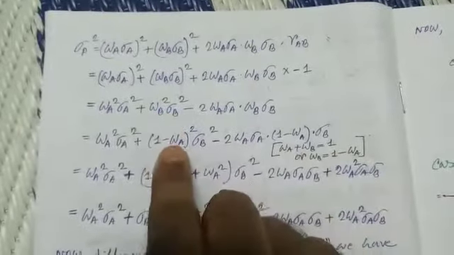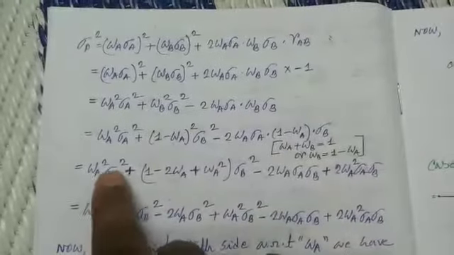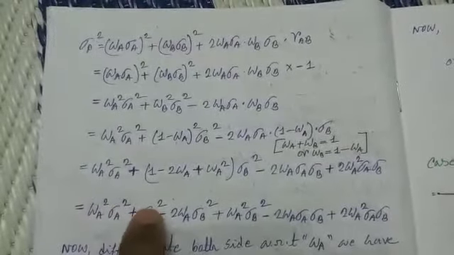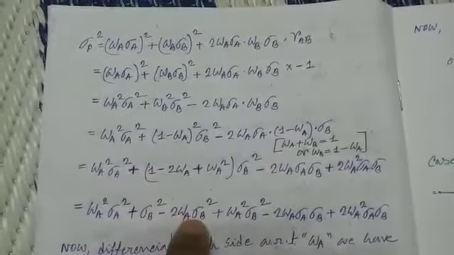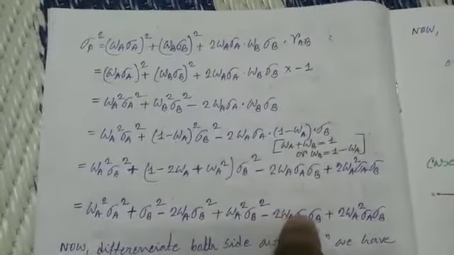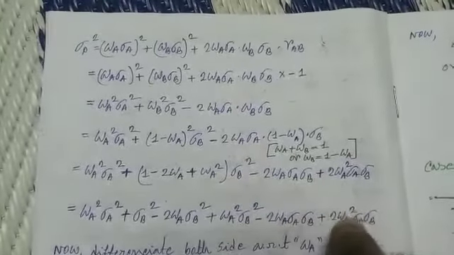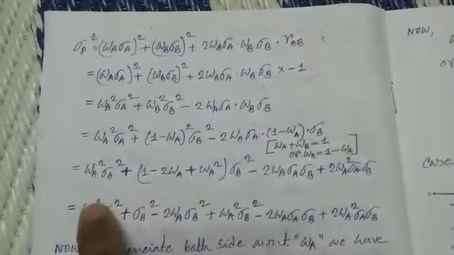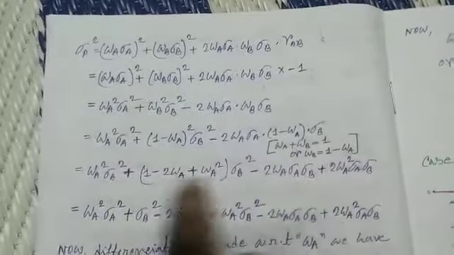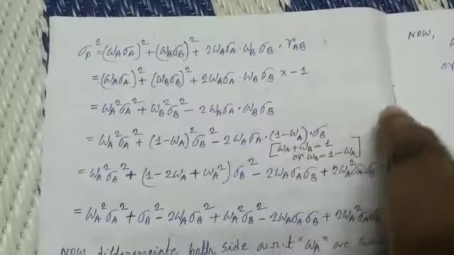Now in place of WB, if we write 1 minus WA, then the variance function will take shape as WA square into sigma A square plus sigma B square minus 2 WA into sigma B whole square plus WA square into sigma B square minus 2 WA sigma A sigma B plus 2 WA square into sigma A into sigma B. This is the redrafted variance equation, the variance function of the portfolio, by putting the value of WB, which is equal to 1 minus WA.